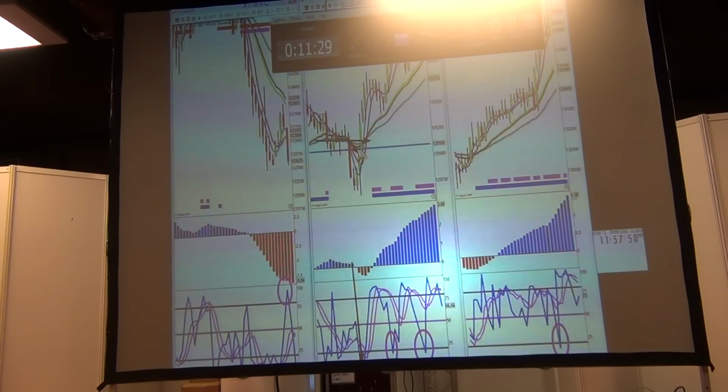So, qualifying your trend with your 20 period exponential moving average is very important to this process.